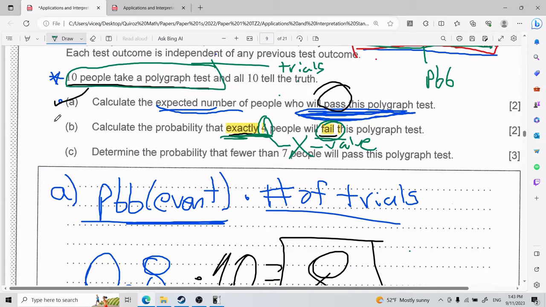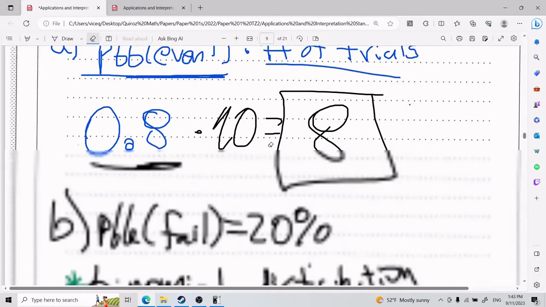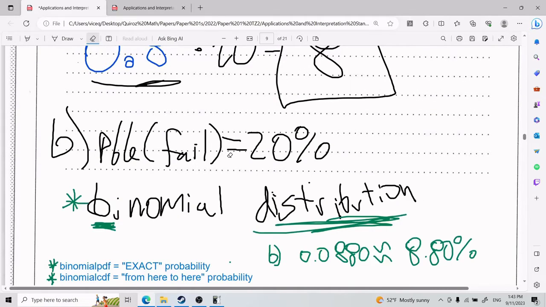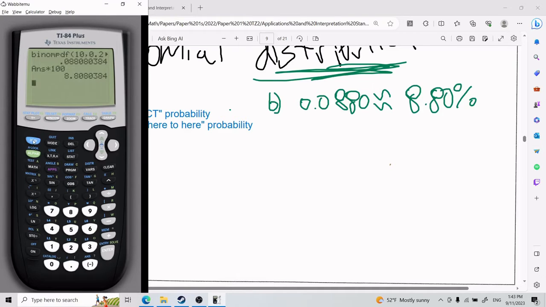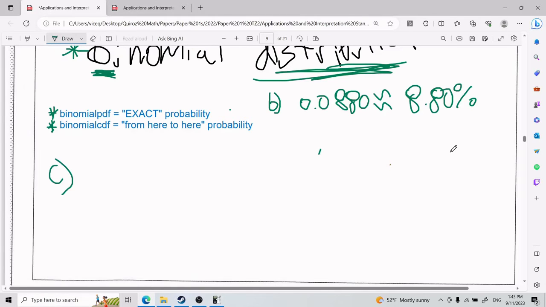For part C, we need to determine the probability that fewer than 7 people will pass this polygraph test. Because I know my calculator, I know that I'm working with binomial CDF. Let's see what binomial CDF asks for. I press binomial CDF, and it asks for the same stuff: trials, p, and x value. The thing is, CDF is from here to here probability.